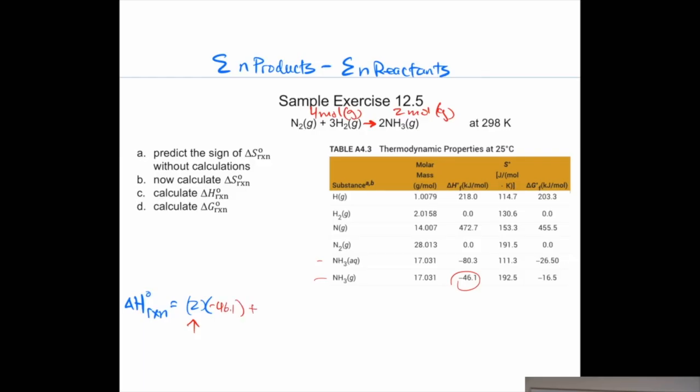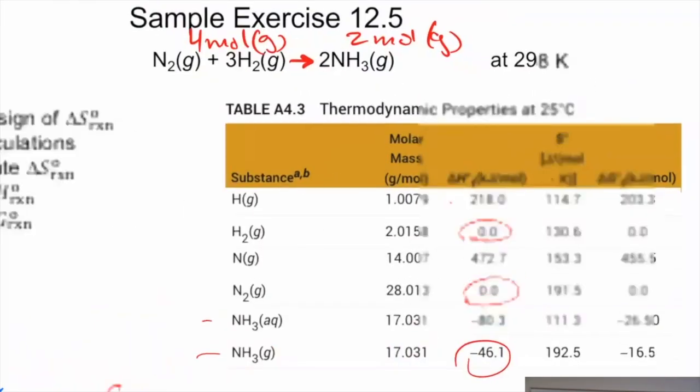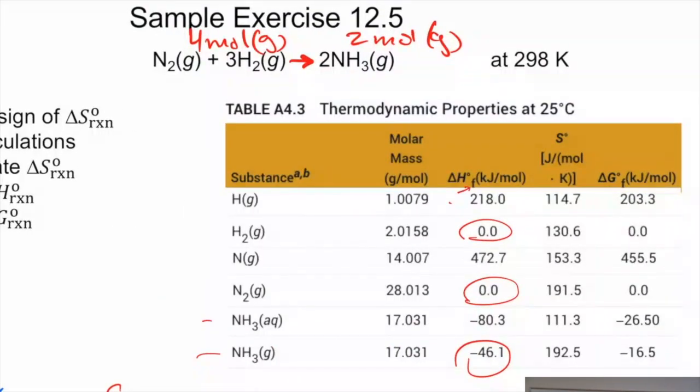Plus nothing, that's it. That's all we have for the products. And so from that we subtract what we have for the reactants, and so 1 mole of N2. Remember that the standard enthalpies of compounds as they're found in nature, or elements as they're found in nature, have already formed. Remember, this is the delta H of formation value that we're using here. That's what this F is. There's a little F here, see? This is formation. And if it's already formed, because it's in nature, then the value is 0.